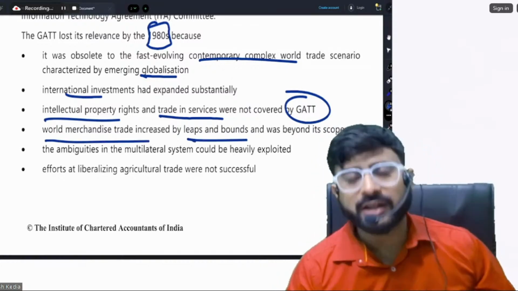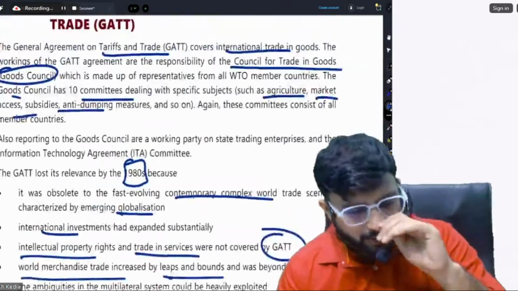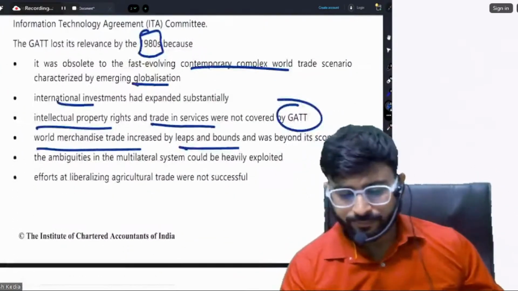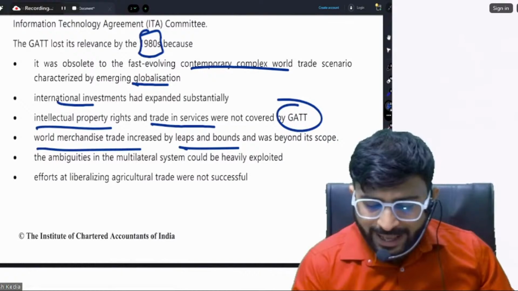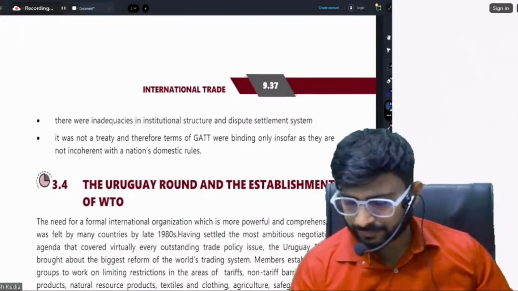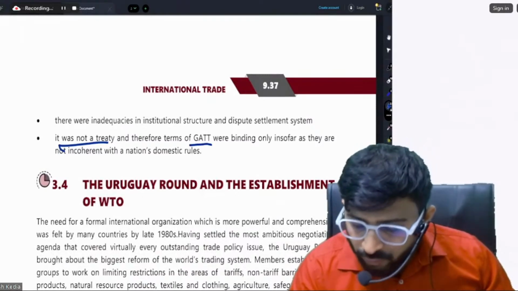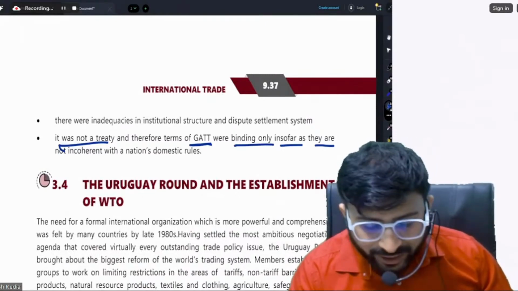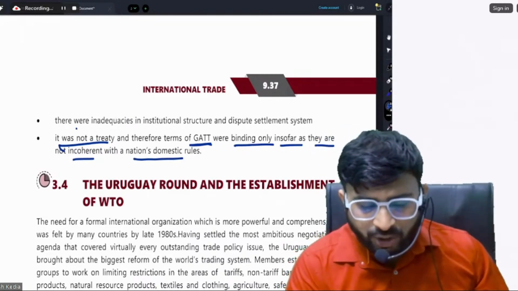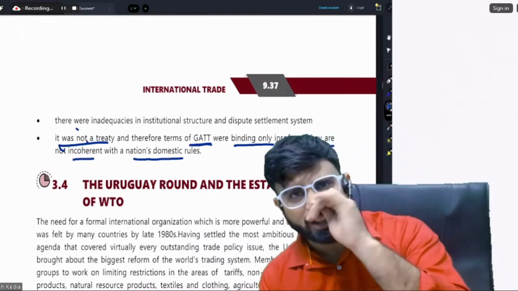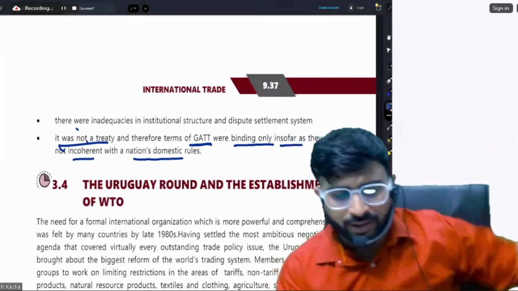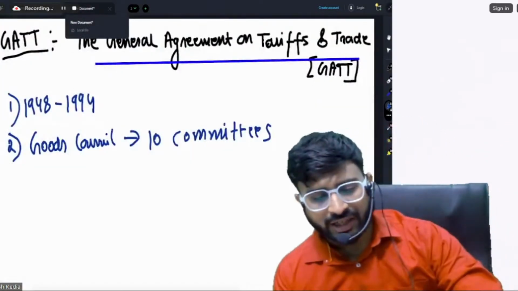World trade increased by leaps and bounds. So GATT was not that big an organization to deal with so many issues. And agricultural trade was not successful. The goal was to liberalize it. And it was not a treaty. And therefore, terms of GATT were binding only insofar as they are not incoherent with the nation's domestic rules. Since it was not a treaty, it was just an agreement. See, if it is a treaty, then no country can violate it. A very important difference between a treaty and agreement.